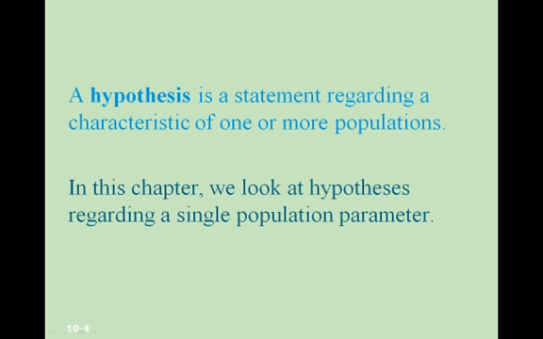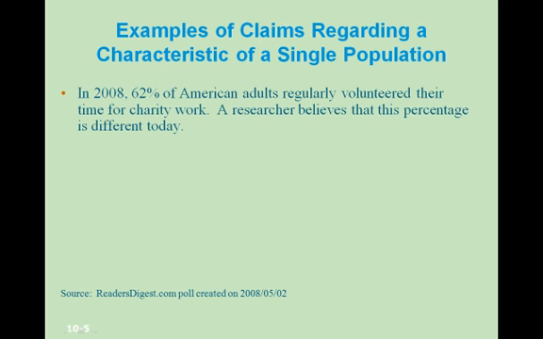Objective 1, determine the null and alternative hypotheses. A hypothesis is a statement regarding a characteristic of one or more populations. In this chapter, we look at hypotheses regarding a single population parameter. Here are some examples of claims regarding a characteristic of a single population.